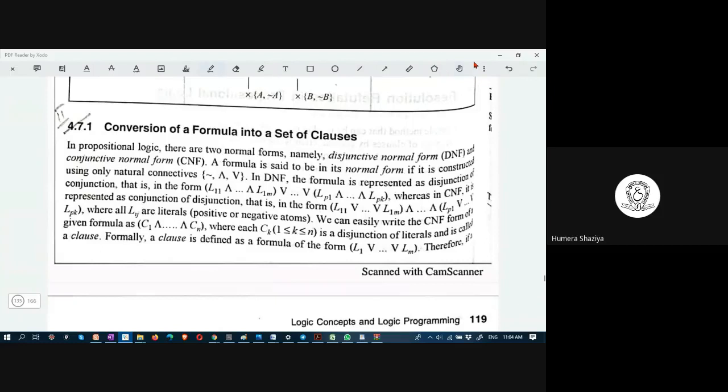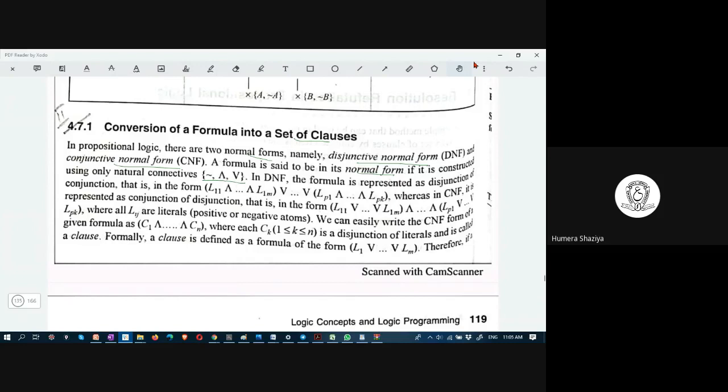Conversion of a formula into a set of clauses. Resolution refutation has a set of clauses. There are two normal forms, disjunctive normal form and conjunctive normal form. And a formula is said to be in normal form if it is constructed only using and, or, not. A formula is said to be in normal form if there are only three connectives used: not, and, or.